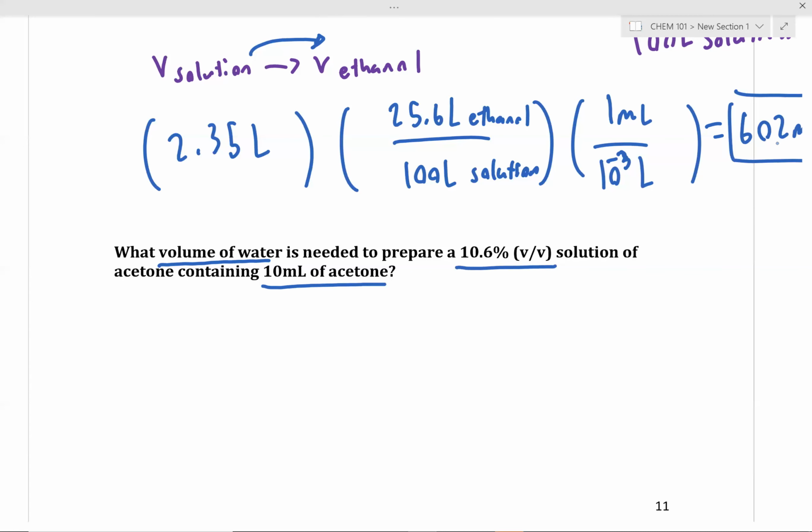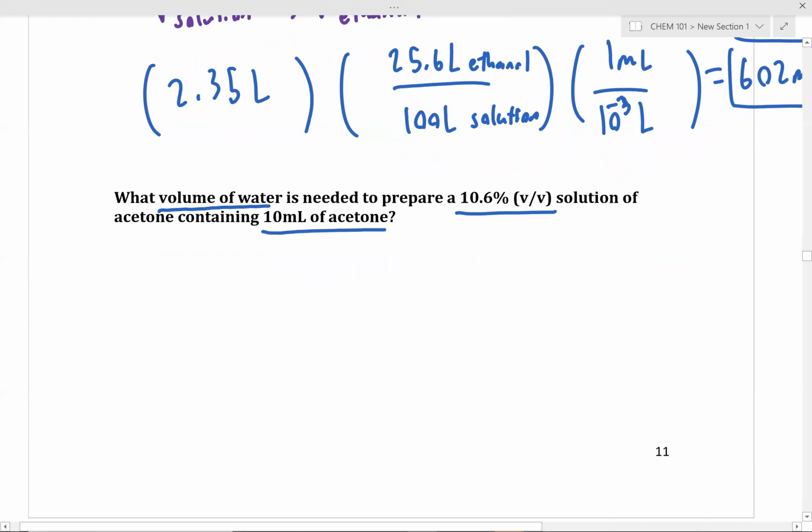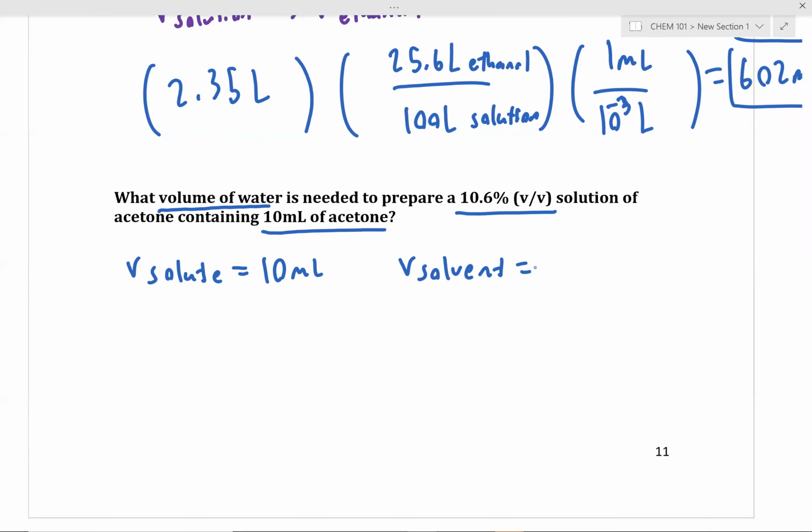So let's talk about this example. This is an example that's very similar to the mass percentage example. So we're asked what volume of water is needed to prepare a 10.6 volume over volume percent solution of acetone containing 10 milliliters of acetone. So what is the volume of our solute in this case? Yep, 10 mLs, exactly right. Do we know the volume of our solvent water? No. So we're going to write it as X. The volume of our solution is equal to the solute plus the solvent, or 10 milliliters plus X.